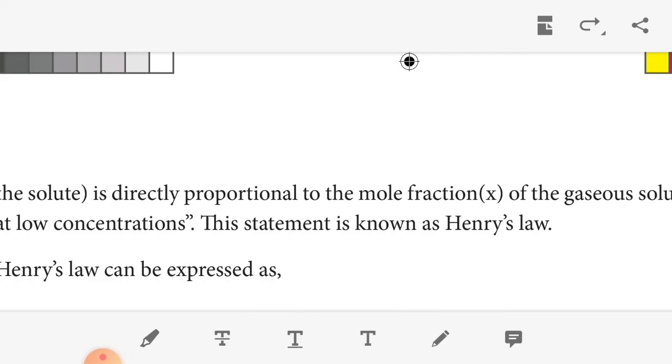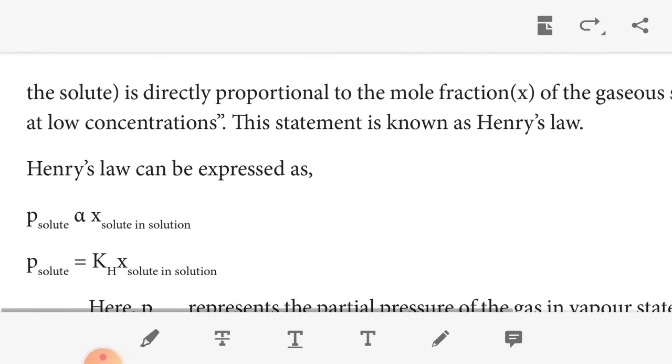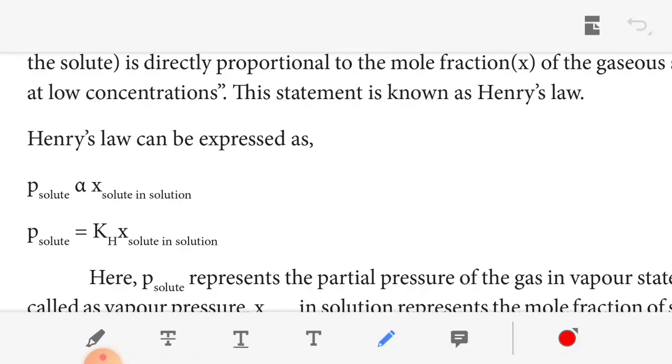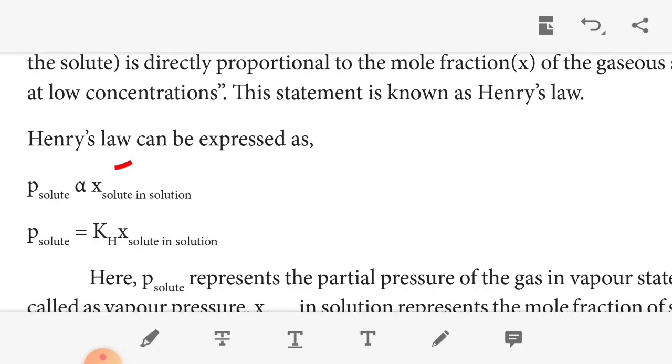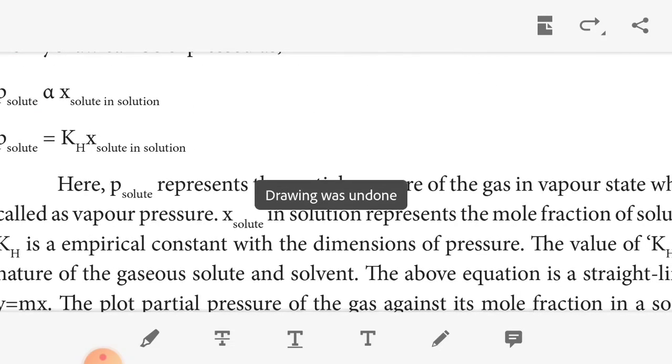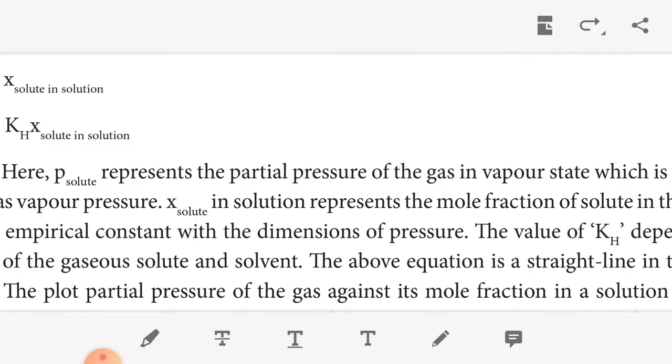So the partial pressure of the gas in the vapor phase is directly proportional to the mole fraction of the gaseous solute in the solution. Henry's law can be expressed as P solute is directly proportional to X, where X is the mole fraction. So P solute equals KH times X, where KH is the proportionality constant. P solute represents the partial pressure of the gas in the vapor state, which is commonly called the vapor pressure. X solute represents the mole fraction of the solute in the solution.